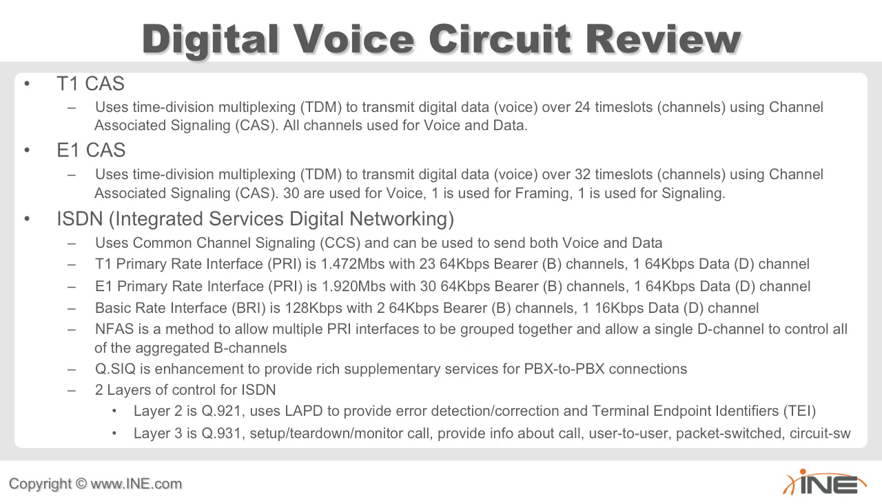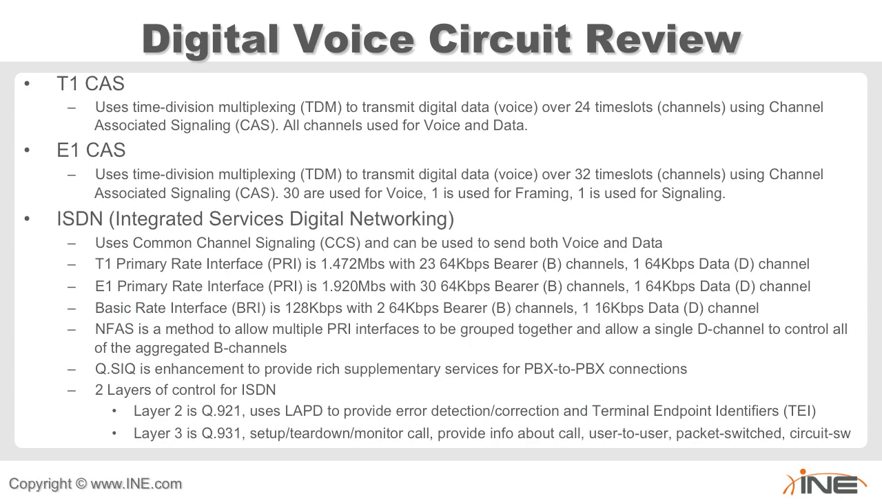With a PRI, a primary rate interface, we have it broken down into T1, US and Japan, and E1, most of the rest of the world. A T1 PRI is actually 1.472 megabits per second with 23 bearer channels called B channels, and each of those are 64 kilobits per second. By the way, we're going to get very technical here on digital circuits, and this is stuff you need to know for the exam and certainly for real life as well.